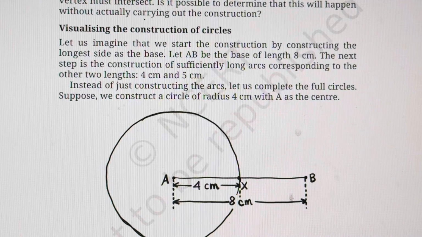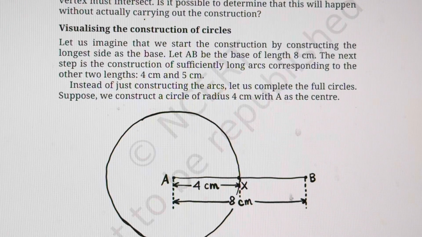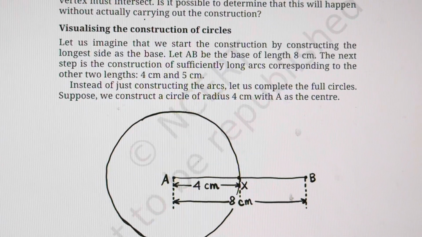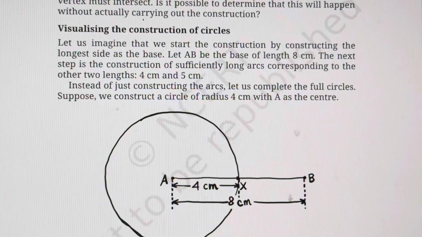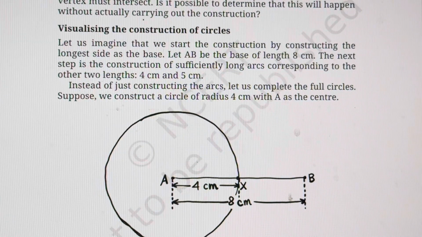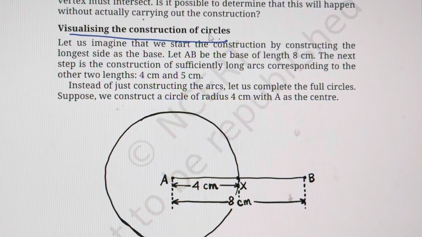In this video, we are going to continue with chapter number 7, A Tale of Three Intersecting Lines, from grade 7 of the new NCERT textbook Ganit Prakash. And we are going to learn the visualization of the construction of circles. Instead of drawing, we now learn two ways. One, to check whether a triangle will be formed by drawing actual circles. Another was the triangle inequality property, and this is by visualizing the construction of circles. So let us start.